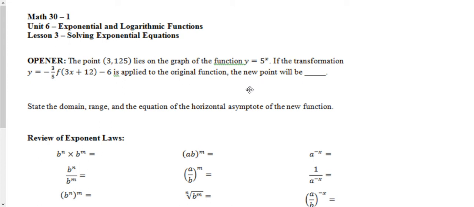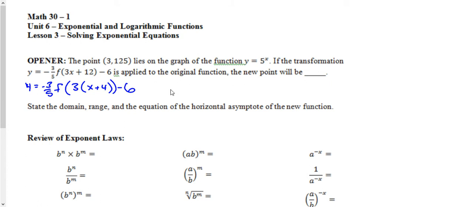So what we need to do here is, of course, mapping. Let's rewrite our new function so that it's in proper mapping notation. First thing I noticed, I don't have a dedicated b value. I'm going to rewrite and isolate for a b value. So I have y equals negative 3/5 f of 3x, because 3 times x gets me to 3x, and 3 times positive 4 gets me back to that 12 there. Minus 6 at the end. Perfect.